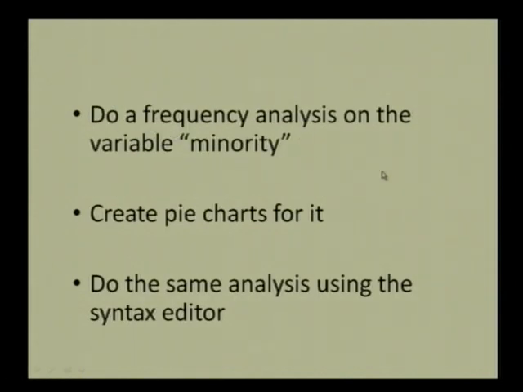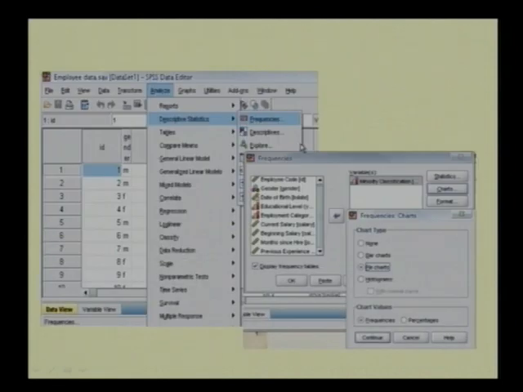Now we will talk about the second part of it: do a frequency analysis on the variable minority and create the pie chart, and do the same using the syntax editor. Minority is one of the variables they have, and now we wish to do it. So go to Analyze, again select Descriptive and Frequencies, enter minority as a variable, and select the pie chart.